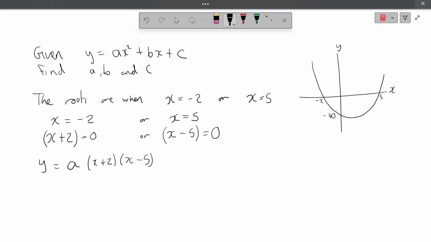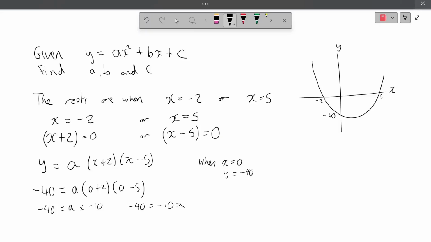What we can then do is use that when x equals 0, y equals minus 40, because that's the y-intercept. So we can just plug in these numbers. So minus 40 equals a, bracket 0 plus 2 and 0 minus 5, or minus 40 equals a, and then 2 times minus 5 is times minus 10, or minus 40 equals minus 10a, and therefore a equals 4.